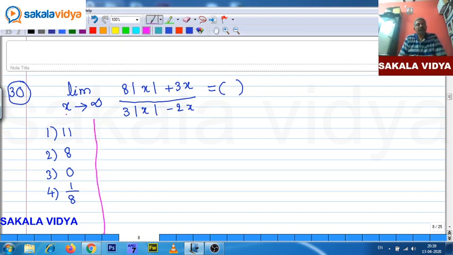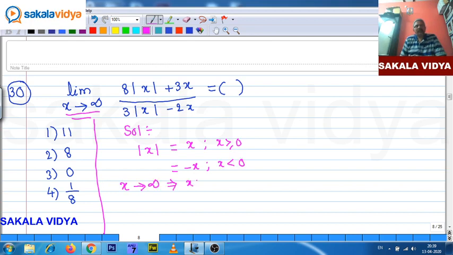So limit x approaches to infinity, 8 mod x plus 3x by 3 mod x minus 2x. So first let's have a discussion on the mod x function. See, mod x is equal to x when x is greater than or equal to 0, equal to minus x when x is less than 0. Am I correct now? So x approaches to positive infinity, that means x is greater than 0. Therefore now mod x is defined as x.